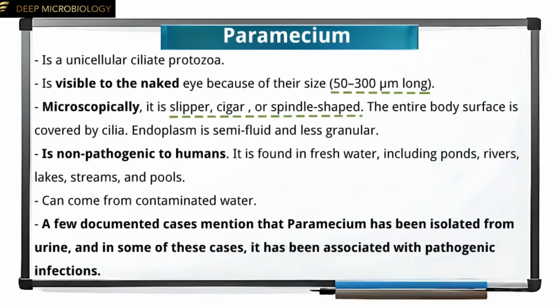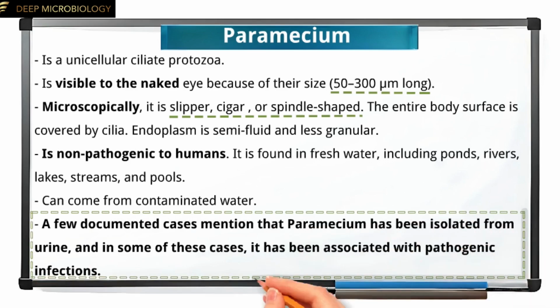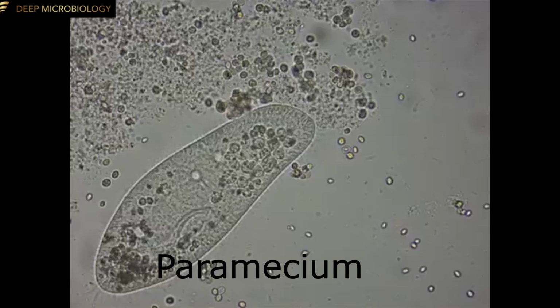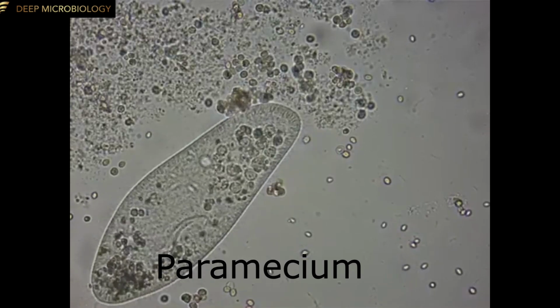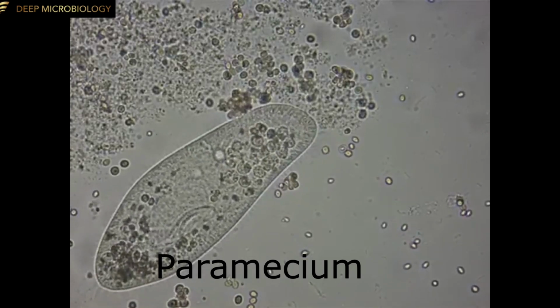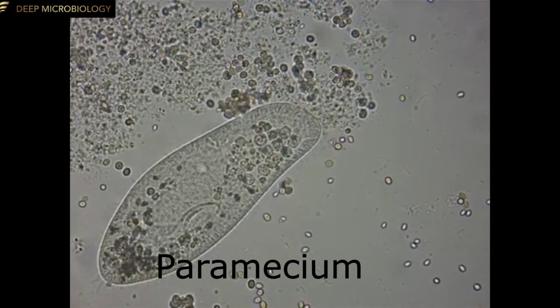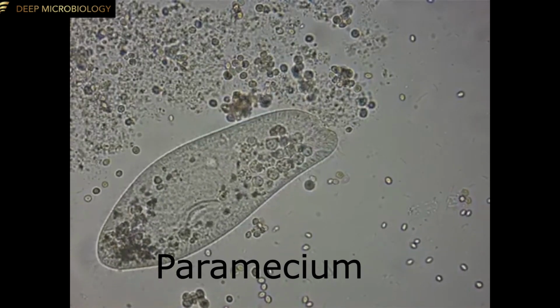It is non-pathogenic to humans. It is found in fresh water including ponds, rivers, lakes, streams, and pools. It can come from contaminated water. A few documented cases mention that paramecium has been isolated from urine, and in some of these cases, it has been associated with pathogenic infections. And here, you can observe paramecium in the urine sediment, and you can notice its size compared to other cells in the microscopy field.